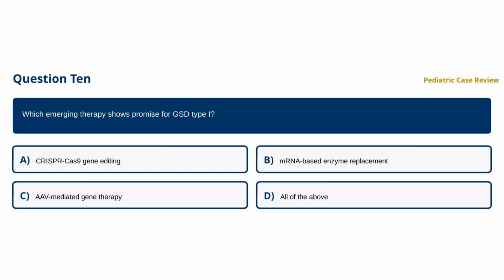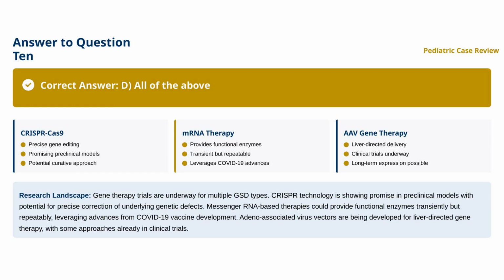Consider the cutting-edge therapeutic approaches being developed for glycogen storage diseases. Think about the various novel technologies that are being explored to address the underlying genetic defects in GSD type 1 and whether multiple approaches might be promising. The correct answer is D, all of the above. Multiple cutting-edge therapeutic approaches are being developed for GSD type 1.